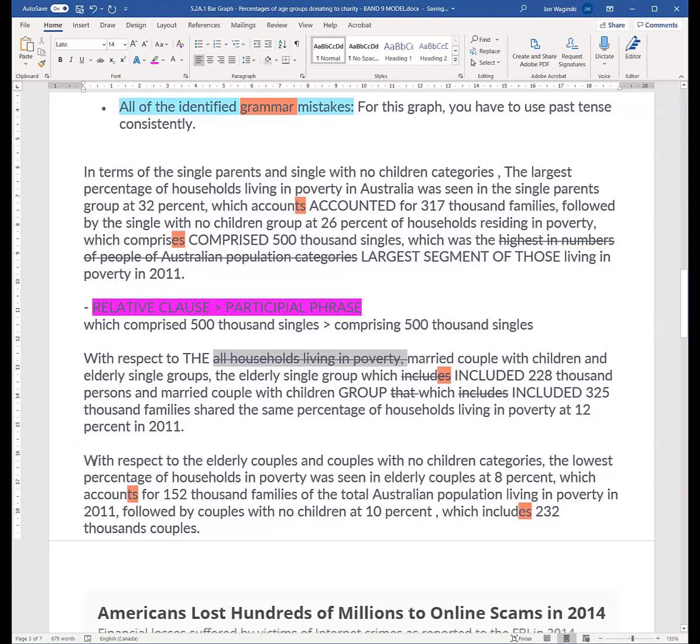Okay, then the last part. With respect to the elderly couples and couples with no children categories, the lowest percentage of households in poverty was seen in elderly couples at 8%, which accounted for 152,000 families of total Australian population living in poverty in 2011, followed by couples with no children at 10%, which included 232,000 couples. Good. This is fantastic writing.